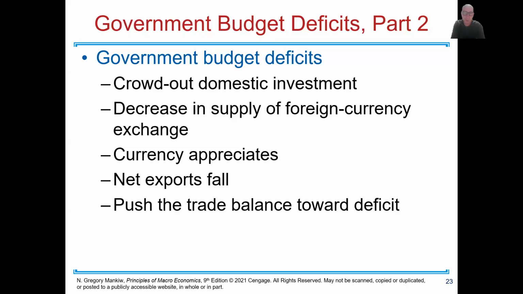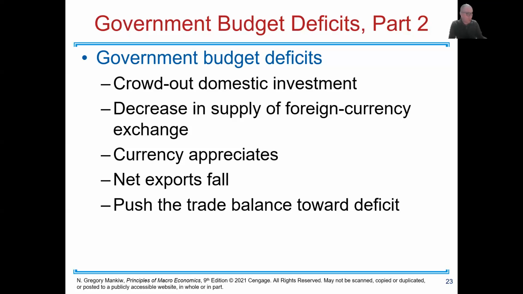There's a decrease in the supply of foreign currency exchange. Not a whole lot of foreign investment happening in a country when they're running a deficit on their budget. The currency appreciates in value. So, this part's interesting. The US dollar goes up in value when there's a deficit. Strange, right? You'd think it'd be the other way around. The reason for this is because of the purchasing power the dollar has. That's why the currency appreciates in value.